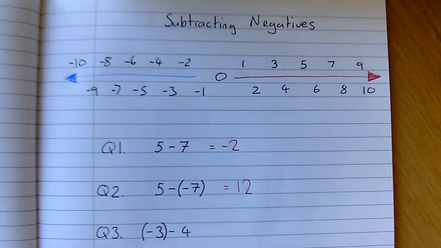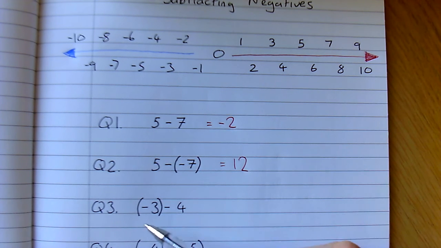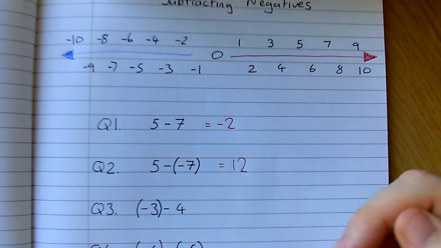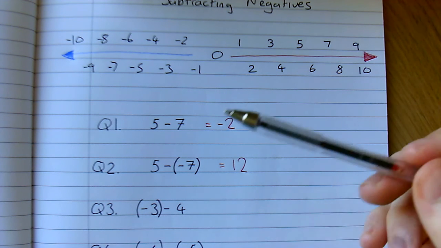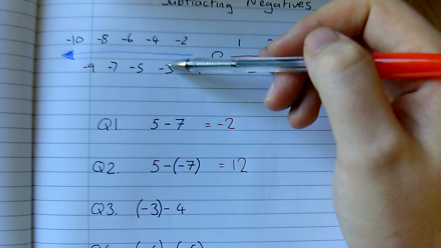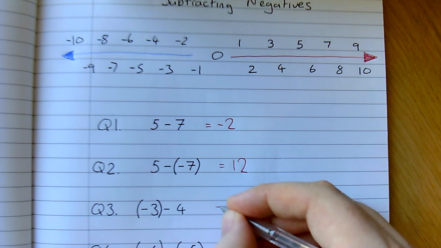My next question is negative 3 subtract 4. So negative 3, it's already pretty cold, and I'm taking away a positive number. So I'm taking away a positive 4, so I'm just going to be going down further. So I'm starting at negative 3, and I'm going down to negative 7.